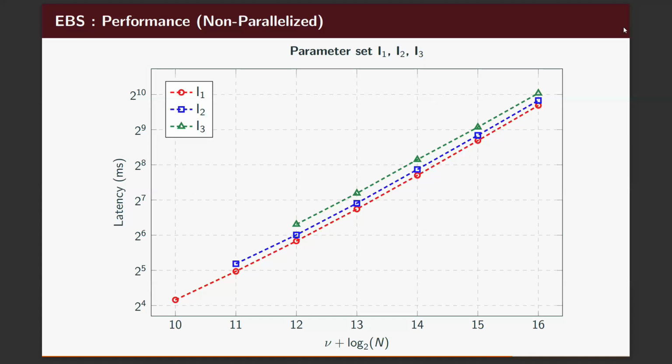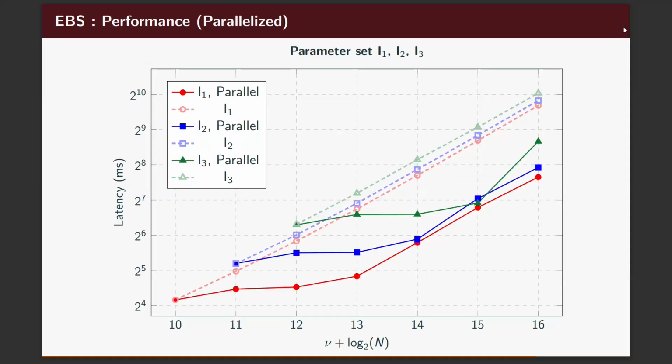So this is the performance of the first 3 parameter sets, which is non-parallel. The y-axis represents the latency in milliseconds in a logarithmic scale of base 2. The x-axis represents the log2 n plus the extension parameter nu that starts from 0. As you can see, using a smaller dimension for n and using our EBS is slightly better than using a large dimension for the ring dimension.